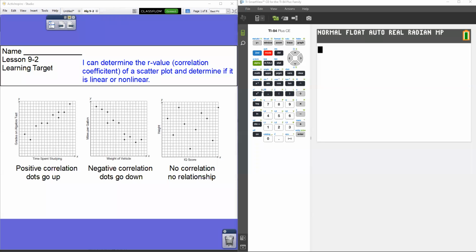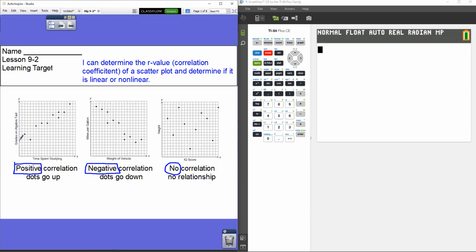So this is the lesson for 9-2 for algebra. What we're talking about today is determining R value, which is the correlation coefficient of a scatter plot, and determining whether it is linear or nonlinear. So you have to know the difference between a positive correlation, a negative correlation, and no correlation.